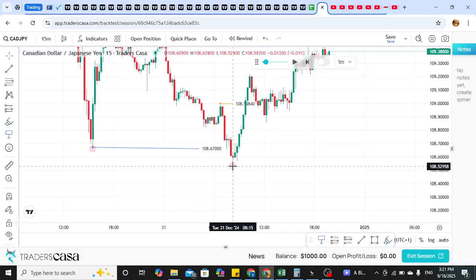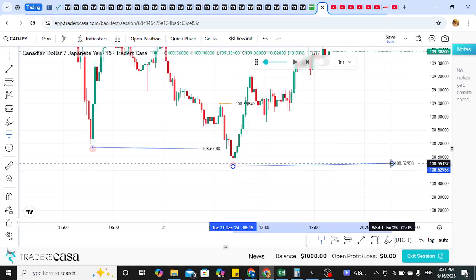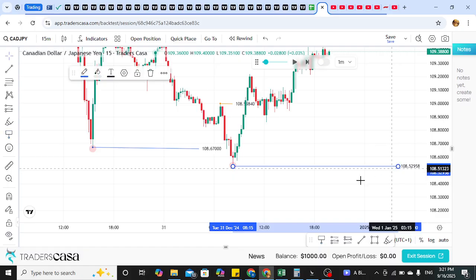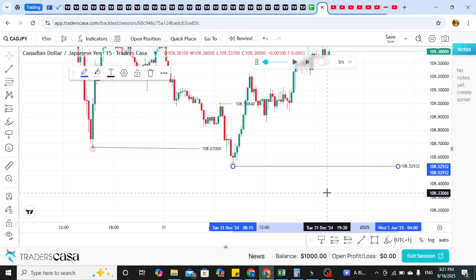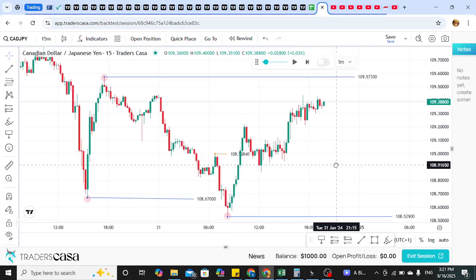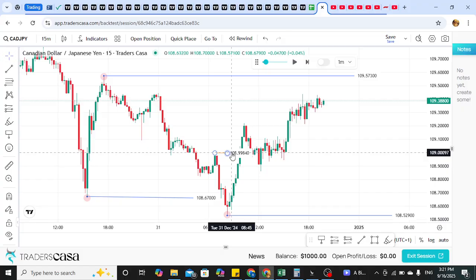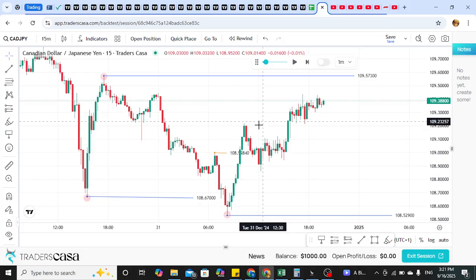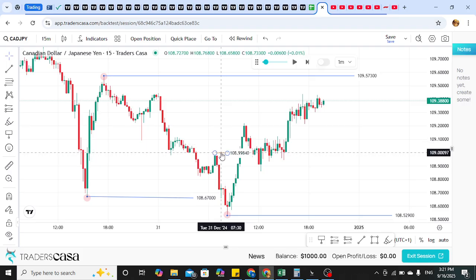Okay, and this low, watch this number now. It's 108.5290. Okay, here it is. So now we have the high and the low of the range. And the chart is between both of them. Now, this is a minor inducement.